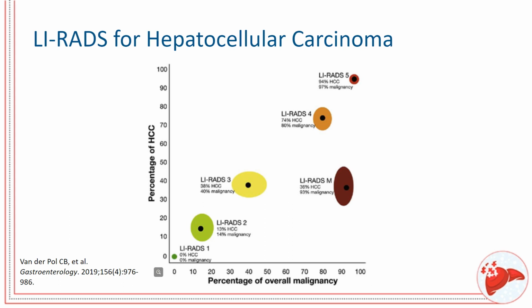So multiphasic CT or MRI right now is recommended as the initial diagnostic test for patients with cirrhosis. However, for those patients without background cirrhosis, or for those whose HCC diagnosis is indeterminate on imaging, liver biopsy is considered the gold standard for the diagnosis of a malignancy.